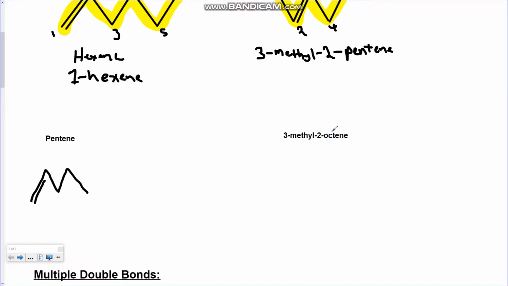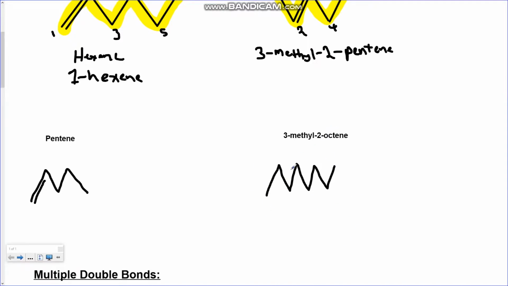3-methyl-2-octene. Look at the oct. 8 carbons. So 1, 2, 3, 4, 5, 6, 7, and 8. Now I just want to let you know that I'm making line diagrams. Of course, you can make structural diagrams. I would recommend making them both, which makes for some great practice. But I'll be making line diagrams because I'm an expert.